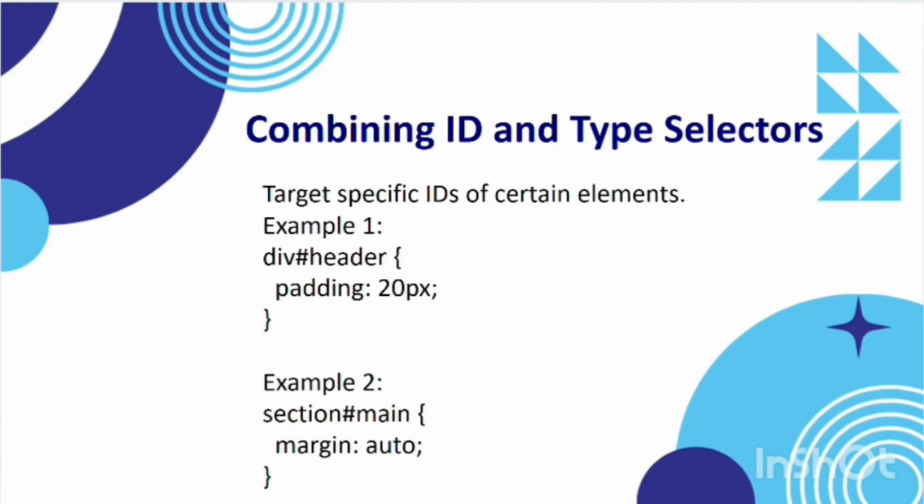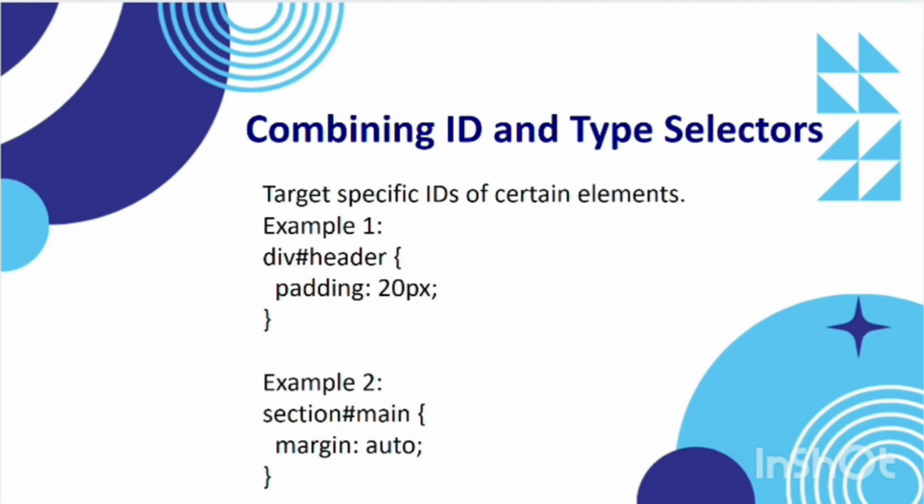Now moving to combining ID and type selectors. Combining ID and type selectors targets the specific IDs of a certain element. Let's see an example. div#header, padding 20 pixels. This means the div with ID header will have 20 pixel padding.